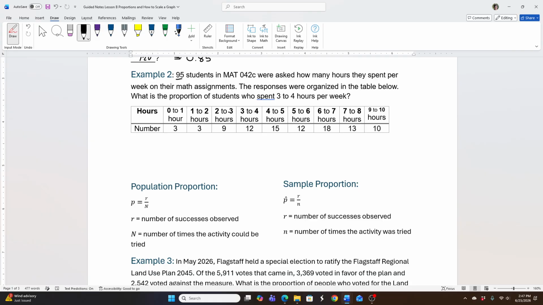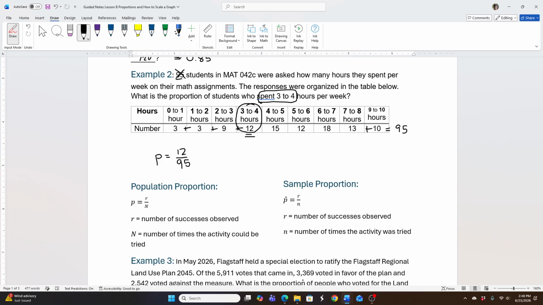So specifically, we were asked to find the proportion of students who spent 3 to 4 hours per week. So we go to our table and we look at that column. It looks like there were 12 students. Now the proportion would be 12 out of our total, which we're told is 95. And that is it. Now, if we hadn't been told there were 95, we could add the numbers in the table, and that would give us that answer also, so we wouldn't be lost.